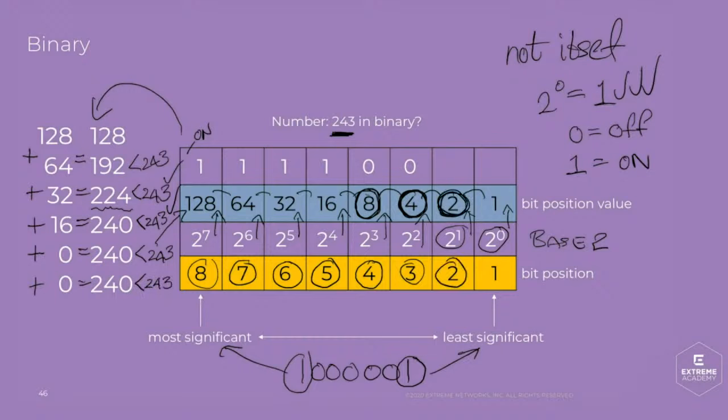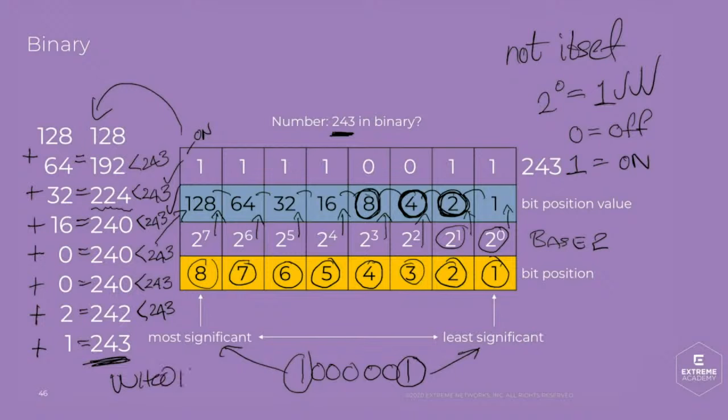The next one is a 2. Yep, if I turn that on, 242 is still less than 243. And if I want to get 243, I need to turn this bit on as well. So now I have the number 243 represented in binary. And now 243 in computer language is 11110011.